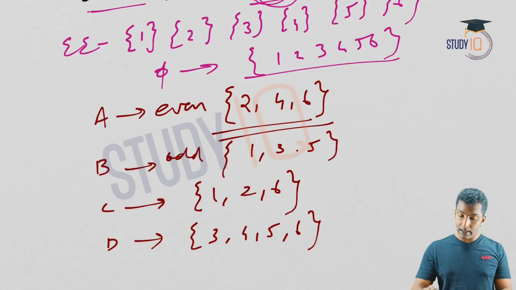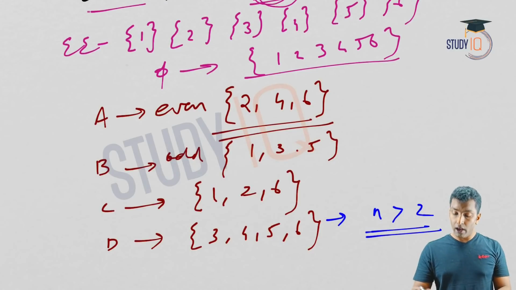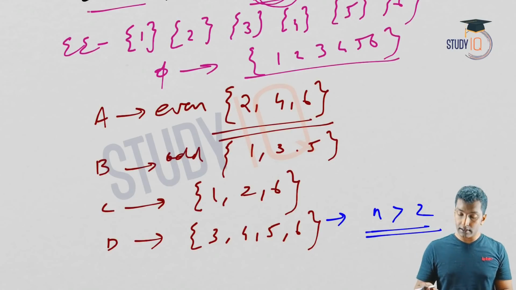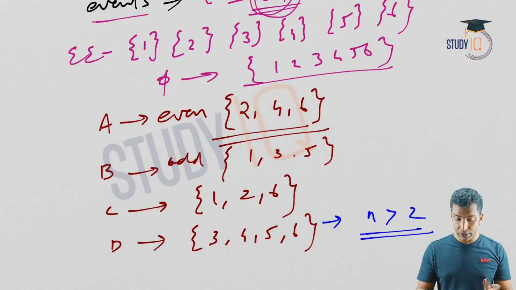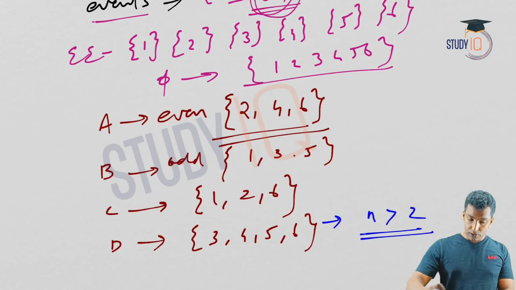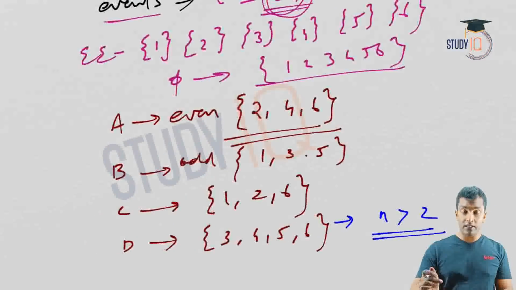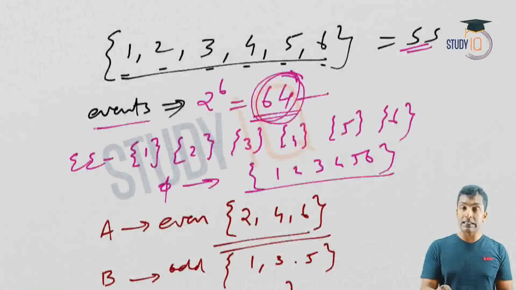So how can you define this event? This event is nothing but getting a number which is greater than 2, or greater than or equal to 3. Okay, so in both ways you can interpret this, getting a number greater than 2 or greater than or equal to 3, 4, 5, 6. That's how different events you can understand from the given sample space.